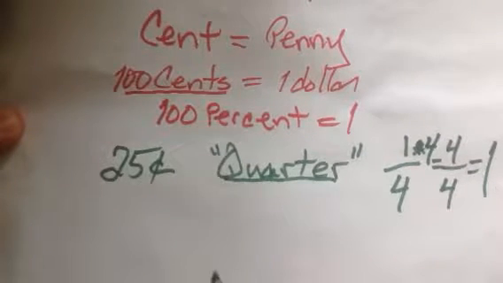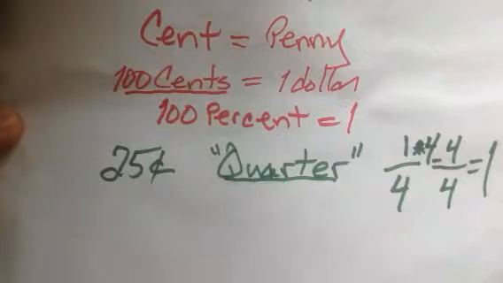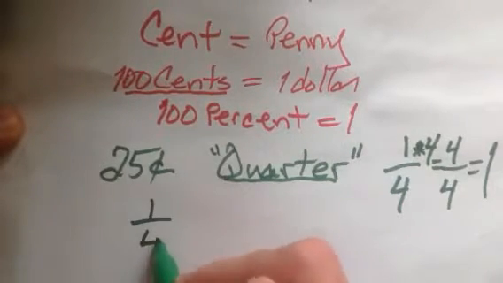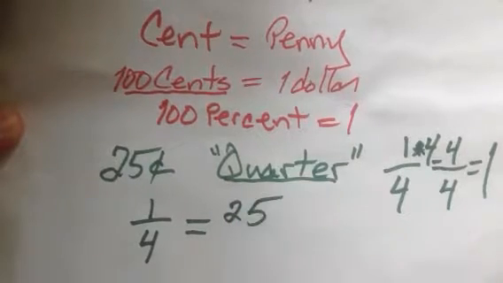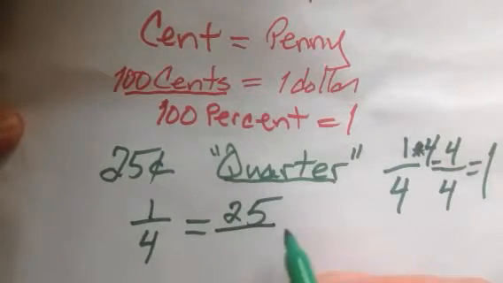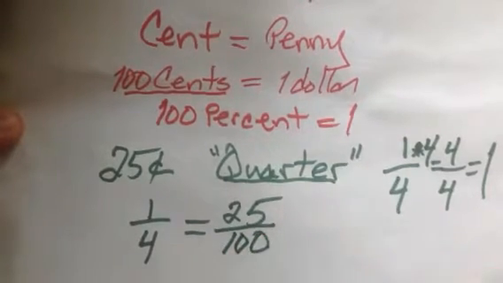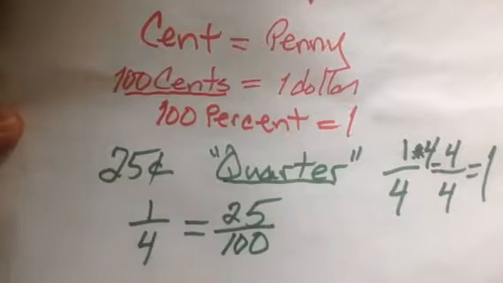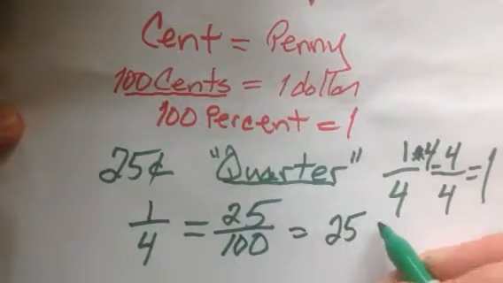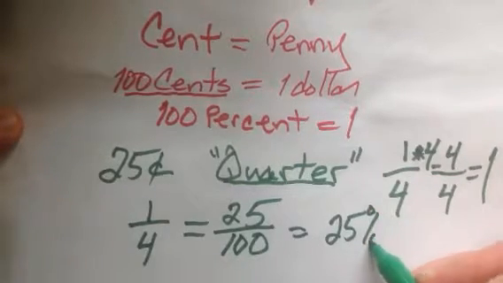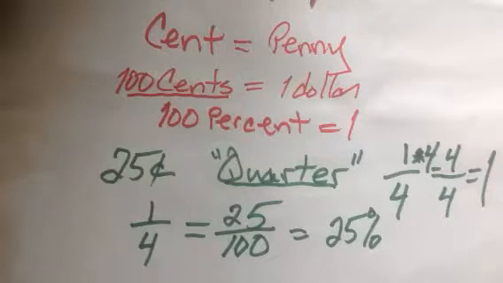Okay, and what percent is a quarter? So 1/4 equals 25. Let's just draw out the fraction first. 25 cents, that's 25 over 100. 25 over 100 is 25%. And let's take that just one step further. I'll try to go the other direction.